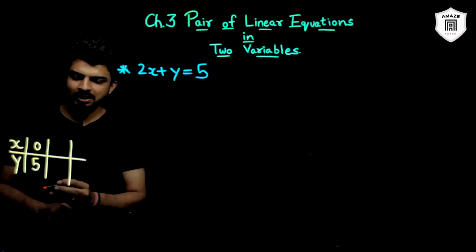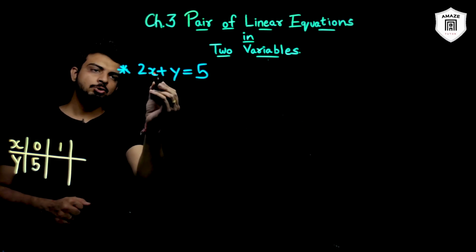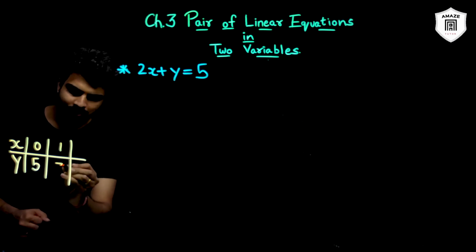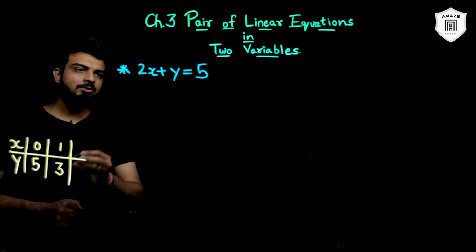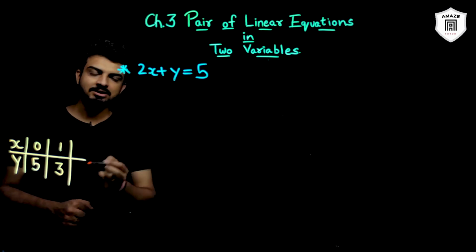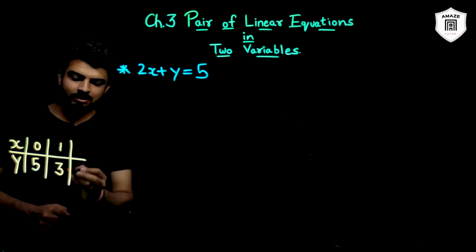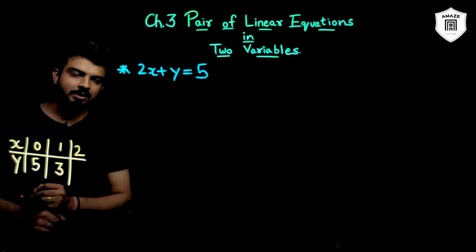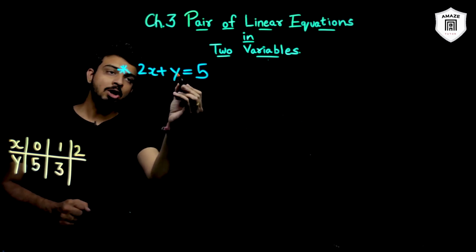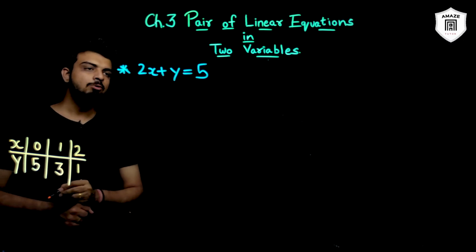Because 2 into 0 is 0, 0 plus 5 is 5. Now let's say if I am taking 1, what are we going to get? 2 into 1 is 2, 2 plus what will be 5? 2 plus 3 will be 5. So whenever you are taking x equals 1 and y equals 3, again this is satisfying this particular equation, right? Now let's take x equals 2. 2 into 2 is 4. 4 plus what will be equal to 5? 4 plus 1 will be equal to 5, right?